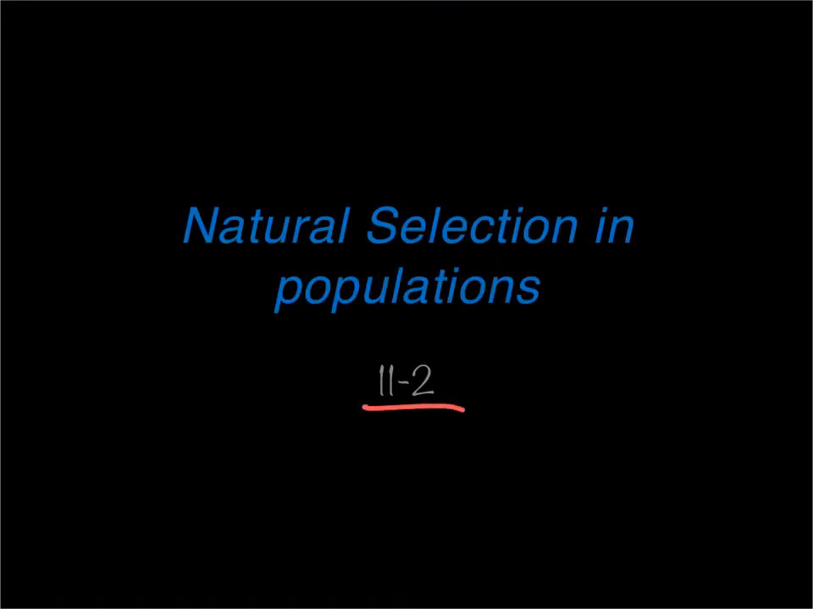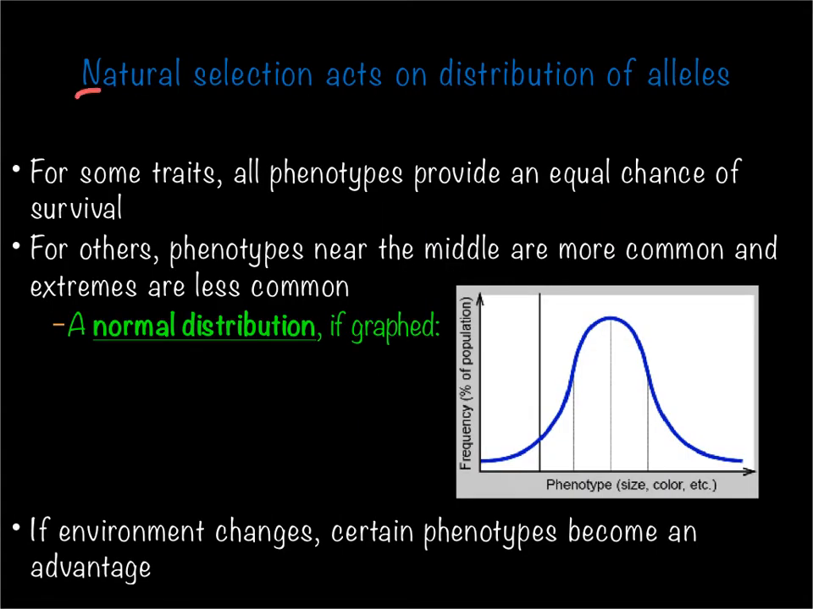11.2, natural selection in populations. Natural selection acts on the distribution of alleles. For certain traits, all phenotypes provide an equal chance of survival. For others, phenotypes near the middle are more common and the extremes are less common.